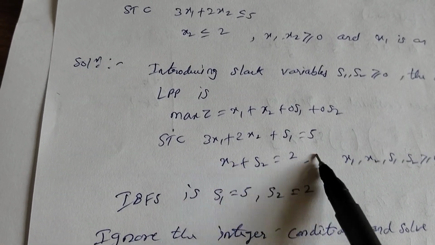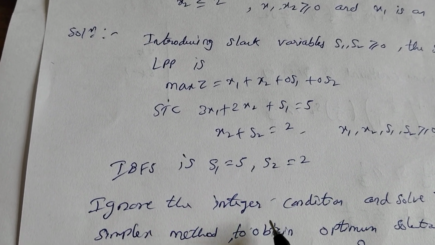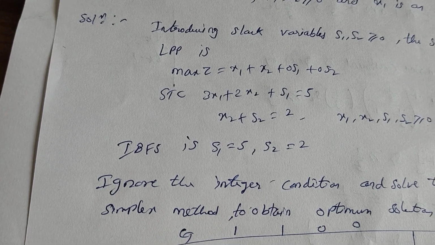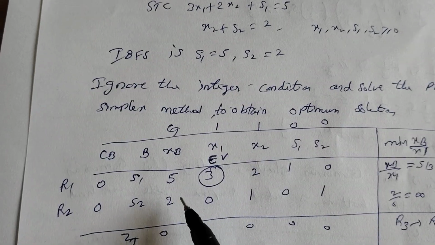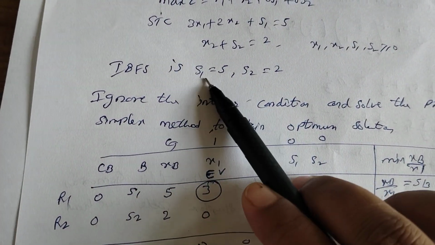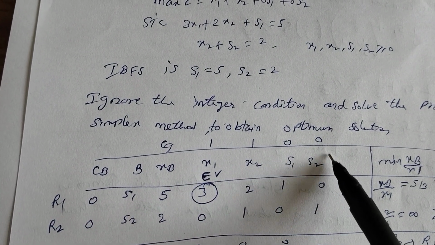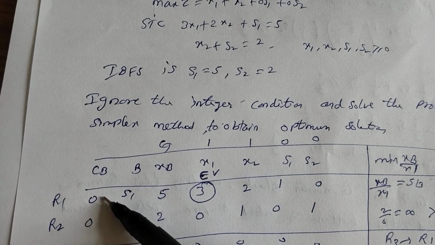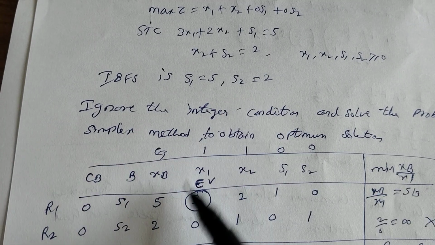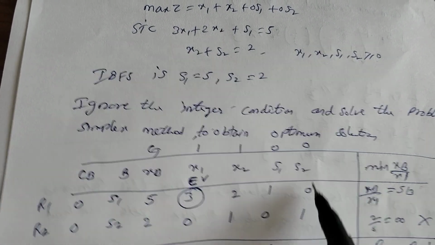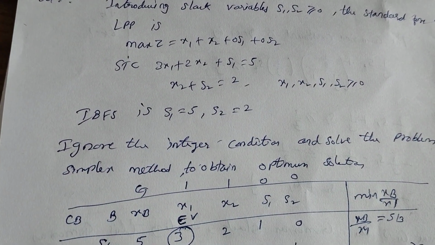Assuming x1 = x2 = 0, we get the initial basic feasible solution as s1 = 5 and s2 = 2. Now ignoring the integer condition, solve the problem using the simplex method. The initial table has columns CB, B, XB, X1, X2, S1, S2. Since the initial basic feasible solution has basis S1 and S2, write the basis as S1, S2, and their coefficients in the objective function are 0, 0. The values of S1 and S2 are 5 and 2. The first row relates to the first constraint equation and the second row to the second, with 0 1 0 1 under S1 and S2.